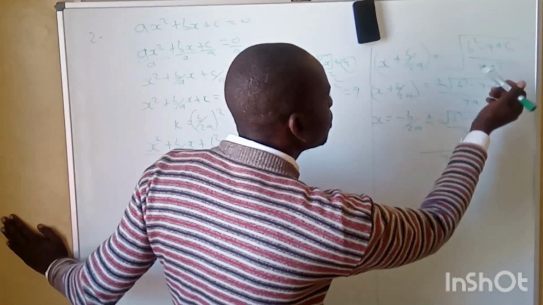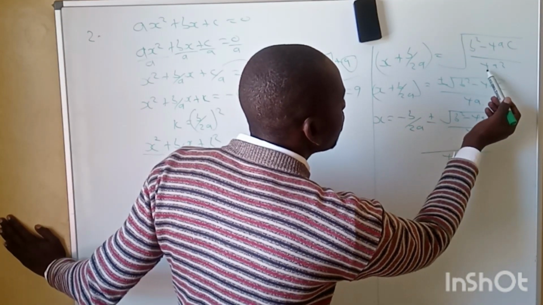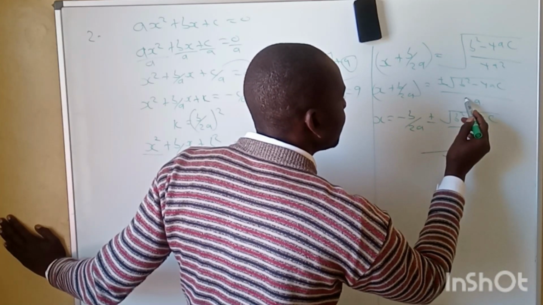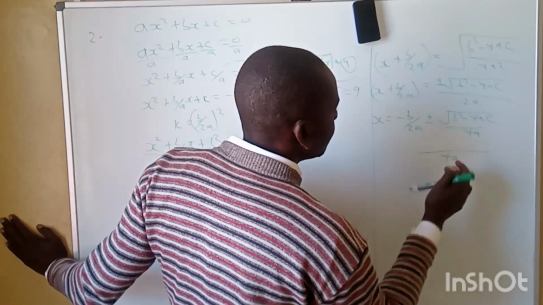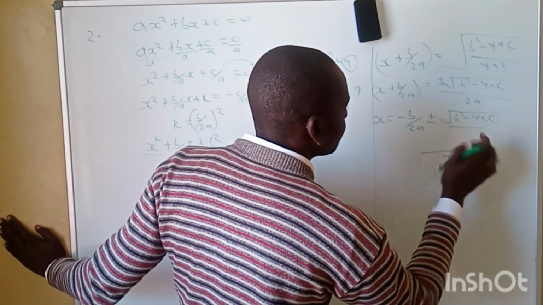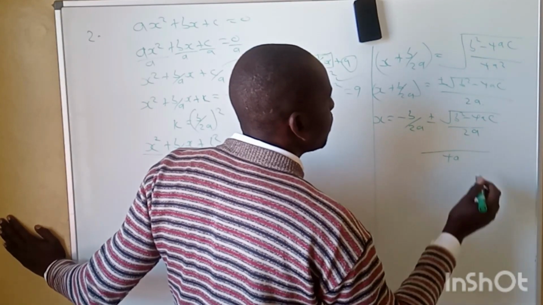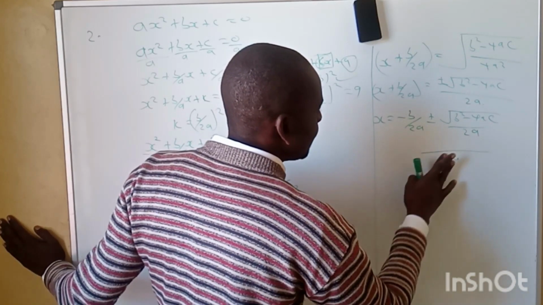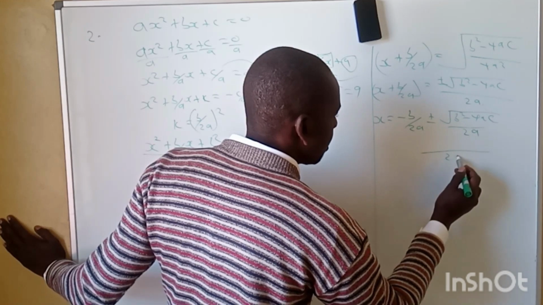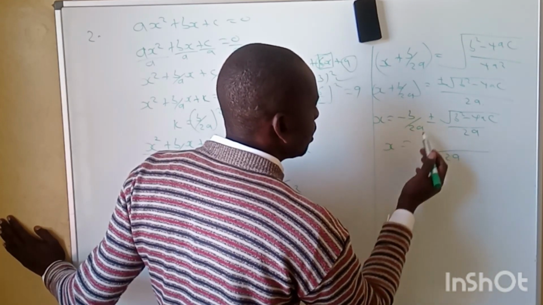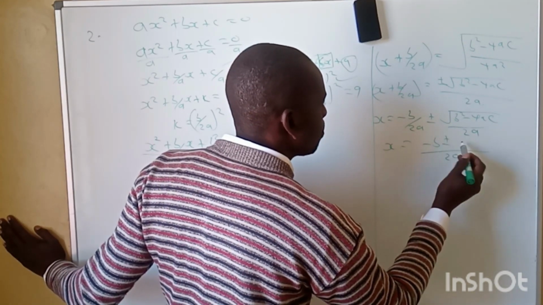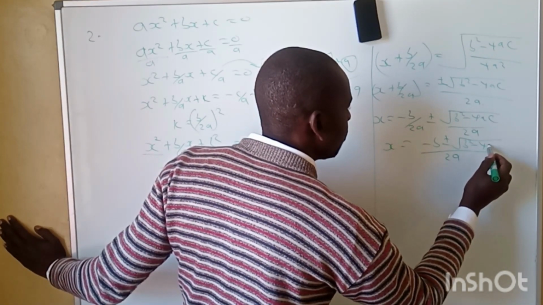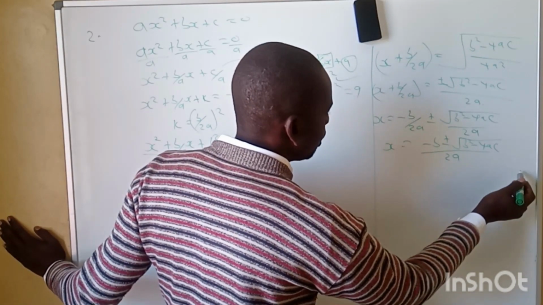Sorry, class. The square root of 4a squared is 2a, not 4a. That is 2a. Sorry for that. So combine this. LCM is 2a. So x will be, goes here, negative b plus or minus the square root of b squared minus 4ac. So when you combine that, you get that.